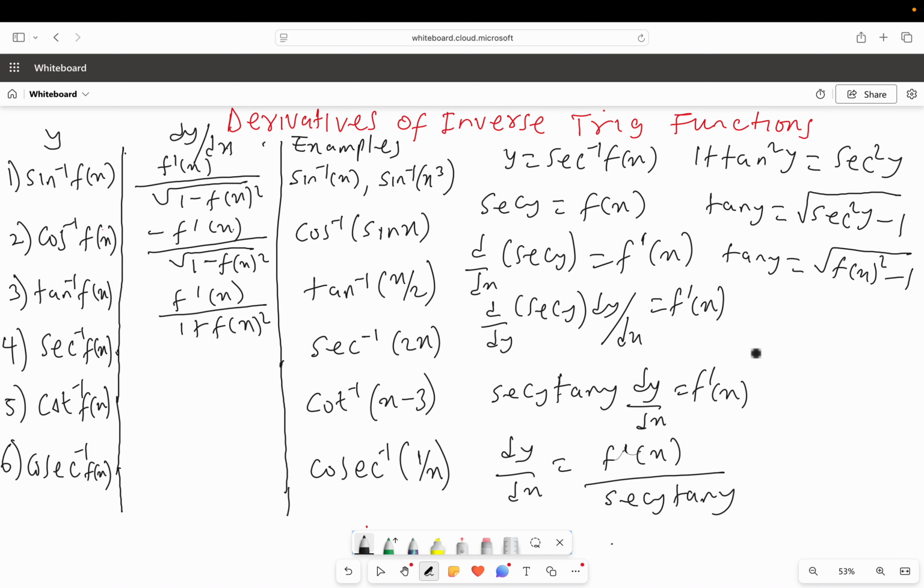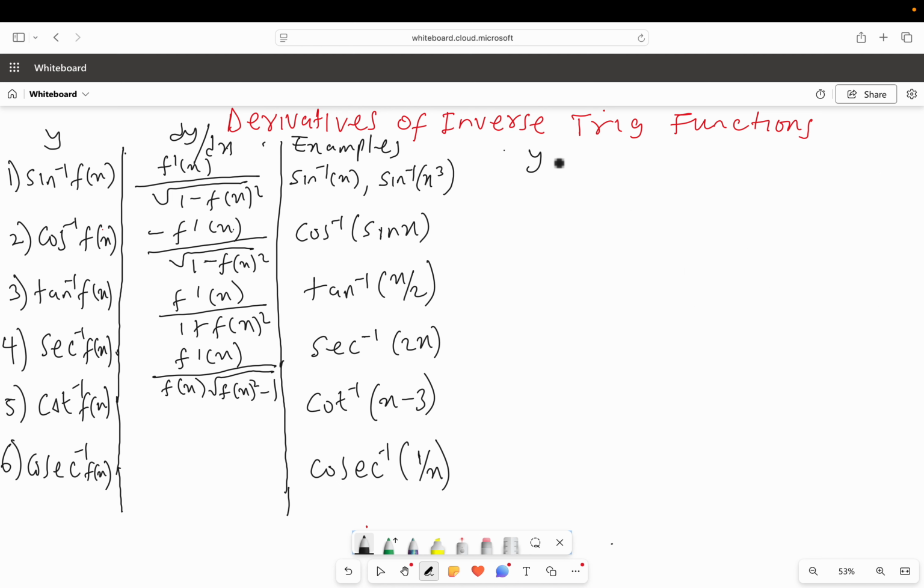So if I make the substitution into this relationship, I will end up with the derivative being f prime of x divided by sec y, which is f of x, then tan y is the square root of f of x squared minus 1. So it will be f prime of x over f of x times the square root of f of x squared minus 1.